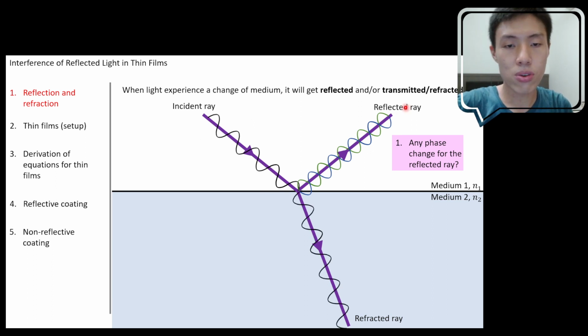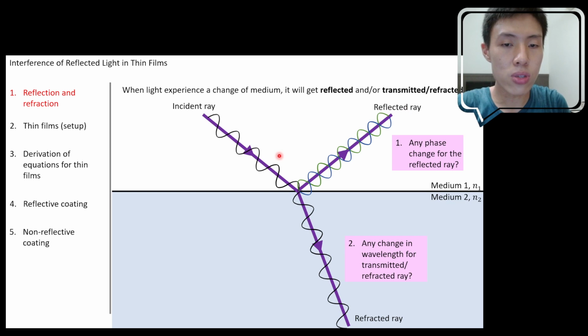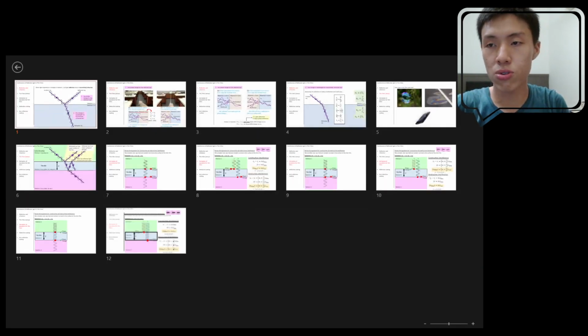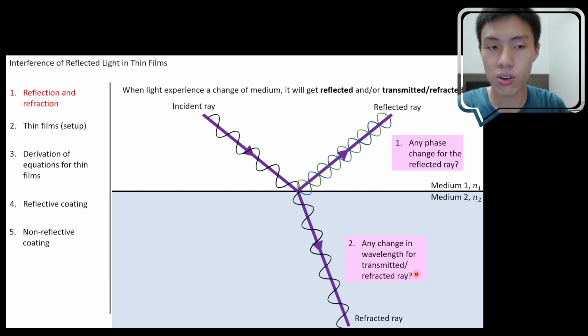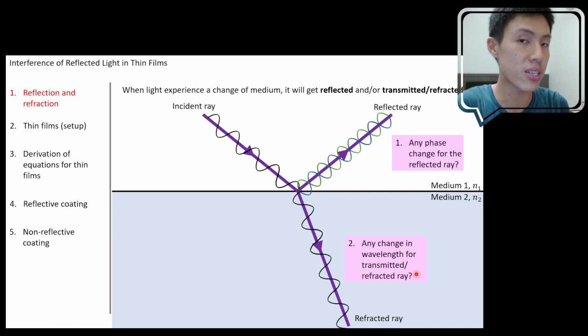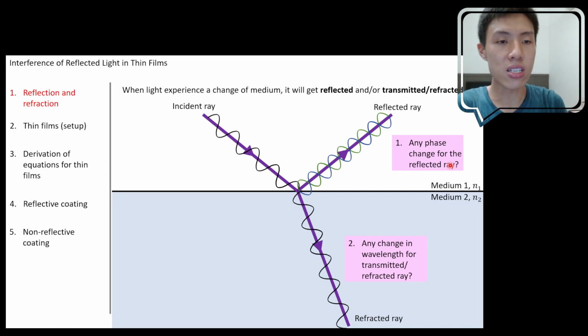The second thing we'll consider is that there's also a portion of the wave that gets transmitted into medium 2. We want to understand whether there is any change in the wavelength of this transmitted or refracted ray. Does the wavelength get shorter or longer? And what does this change of wavelength depend on? These are the two things we are going to study in the next video.